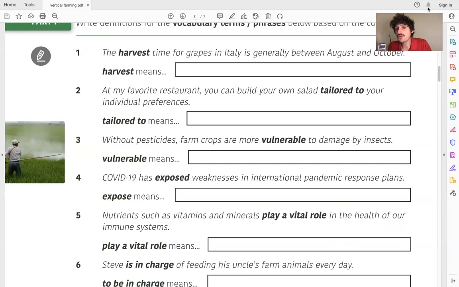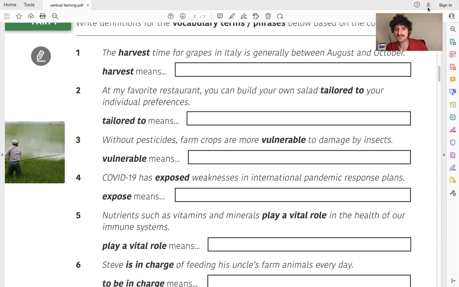Next one: at my favorite restaurant, you can build your own salad tailored to your individual preferences. Tailored comes from tailor, and means custom made. You can decide exactly how you want your salad to be. You can build your own salad. So if you like cucumbers, we can put plenty of cucumbers in there. If you don't like cucumbers, no cucumbers. If you like carrots, tomatoes, we can put those in there. Whatever you don't like, we'll leave it out. If you don't like spinach, don't worry. So it's tailored to you, custom made exactly for you.